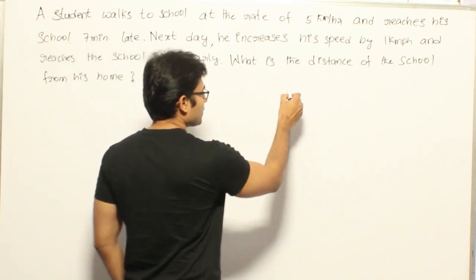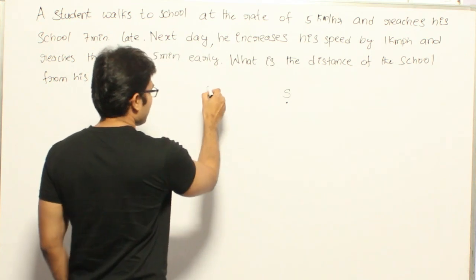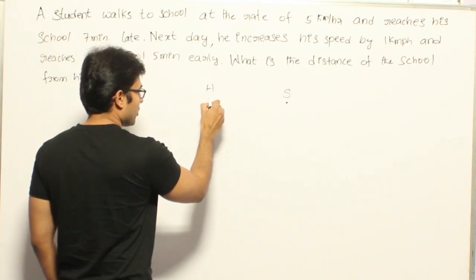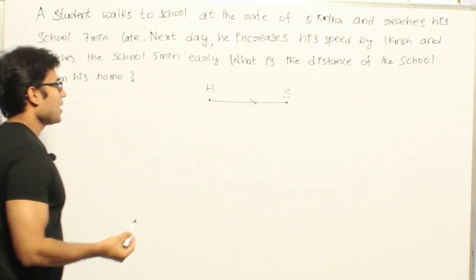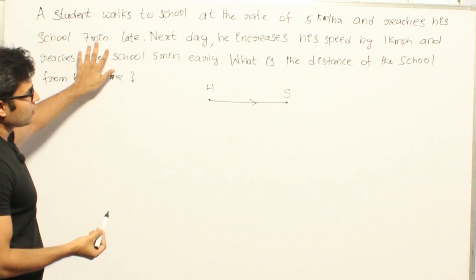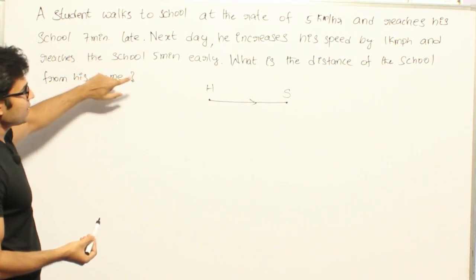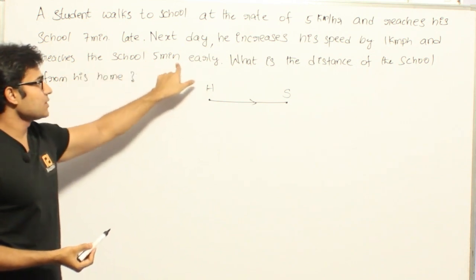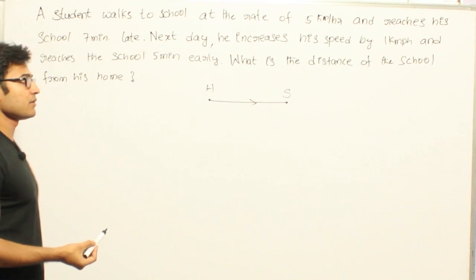Now let's say that is school and let's say home. So from home he is going to the school, right? And now he is saying that if he is walking at 5 kilometers, he is going 7 minutes late, and if he is walking at 6 kilometers, he is going 5 minutes early. So why 6 kilometers? Because he is increasing his speed by 1 kilometer per hour, right?